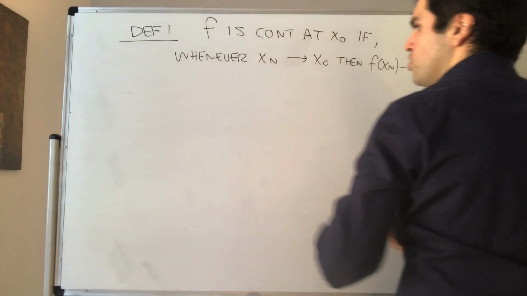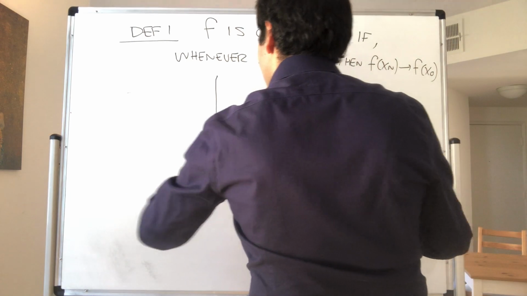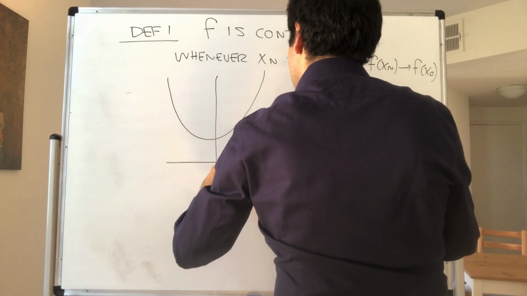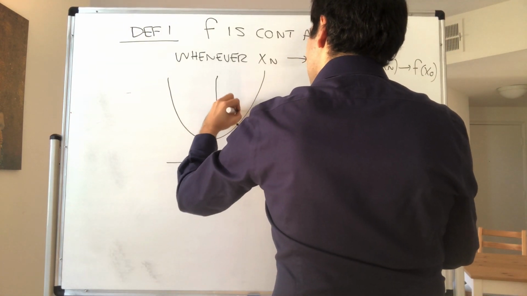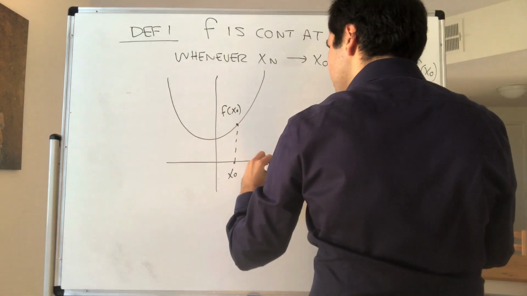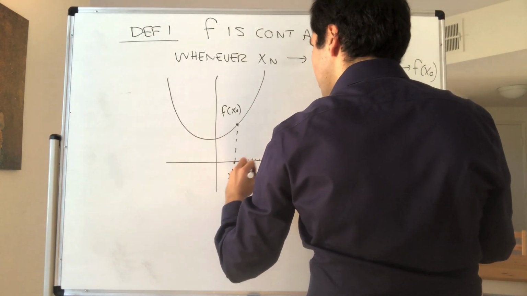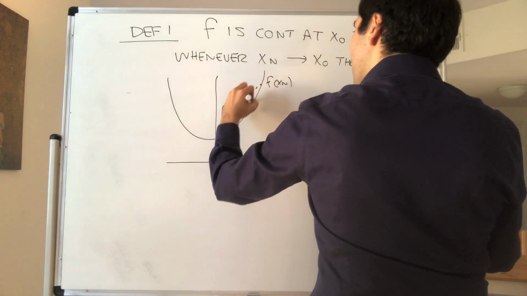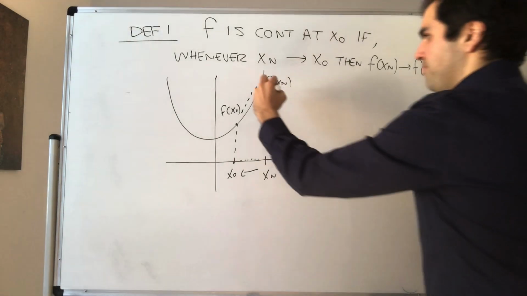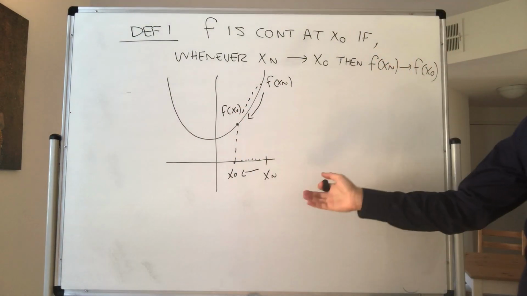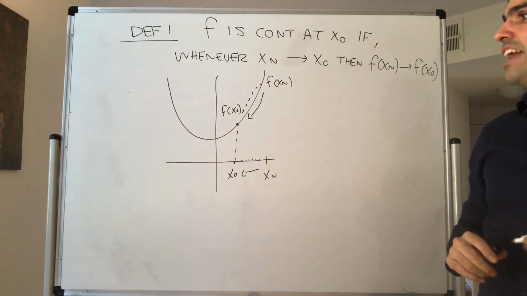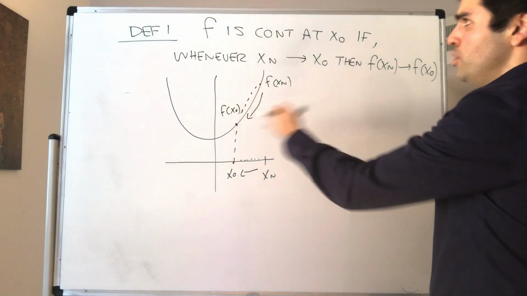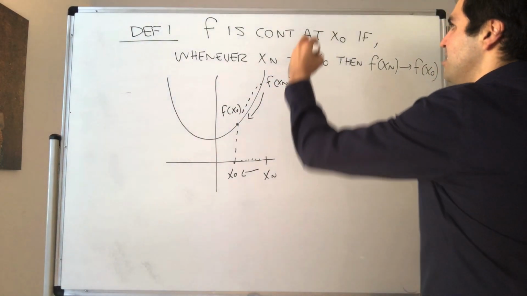So again, picture-wise, all it means is that here you have your function f. And let's say this is again x naught and f of x naught. All it means is that whenever you have a sequence xn converging to x naught, then f of xn converges to f of x naught. So again, this idea of if xn goes to x naught, then the outputs go to their respective outputs.